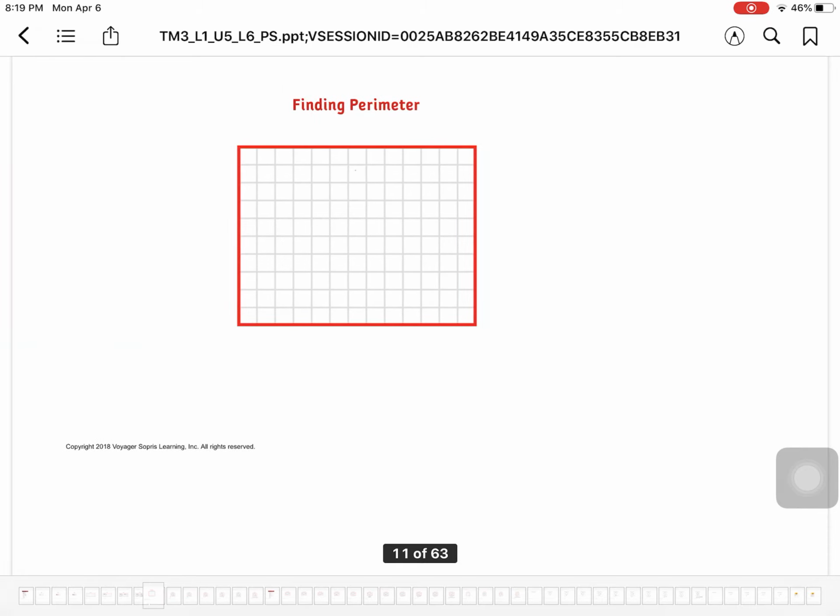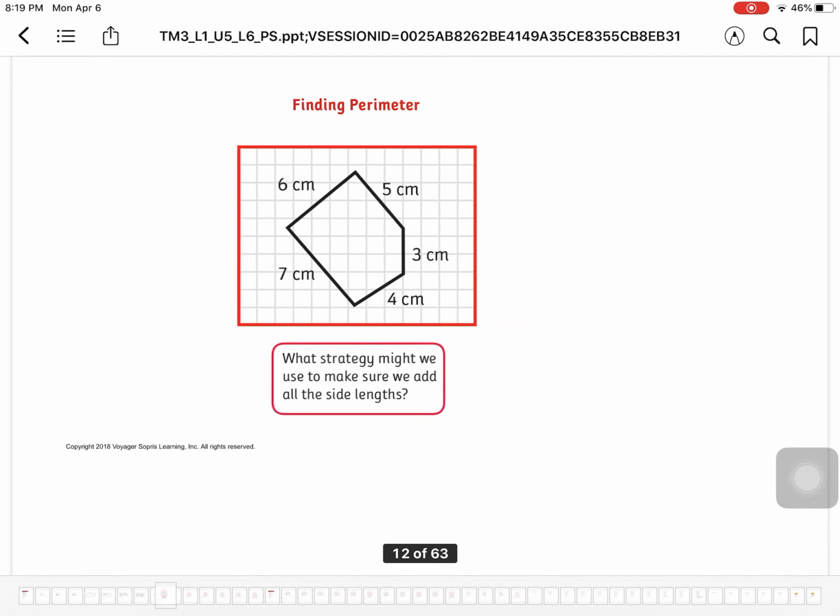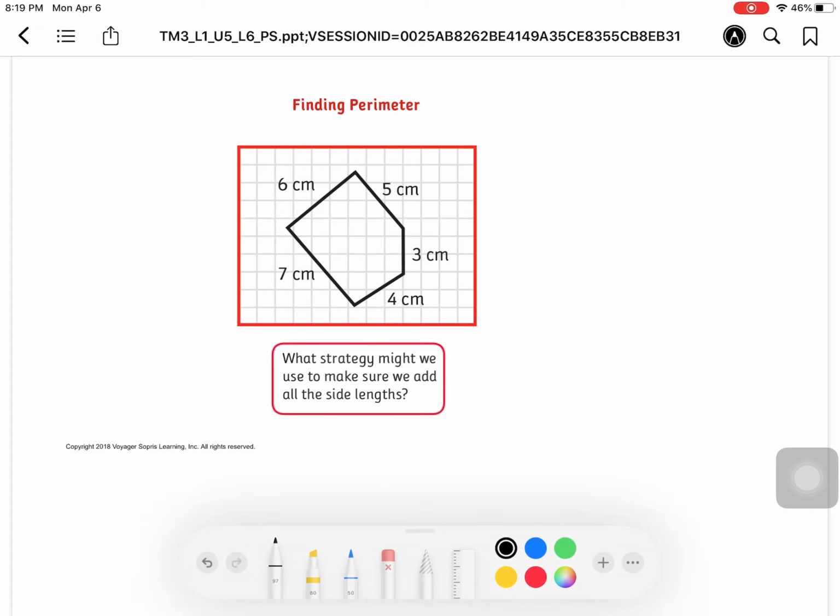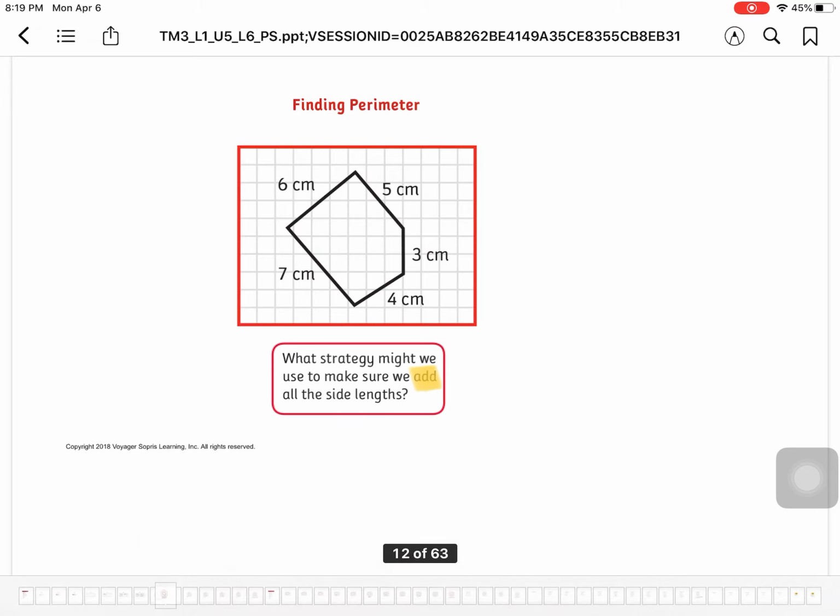Okay. So if you are finding perimeter, let's say we have this shape. What kind of a strategy could you use to make sure that we're adding all the sides? So here's the key word. We're going to be adding all the sides together. Okay.